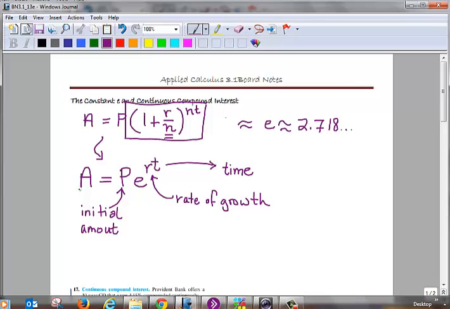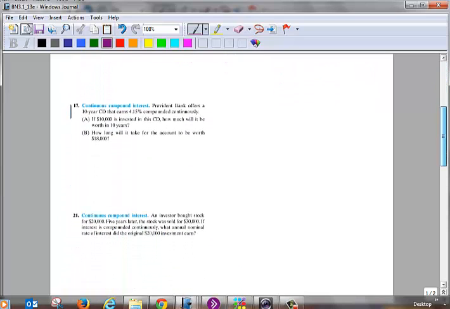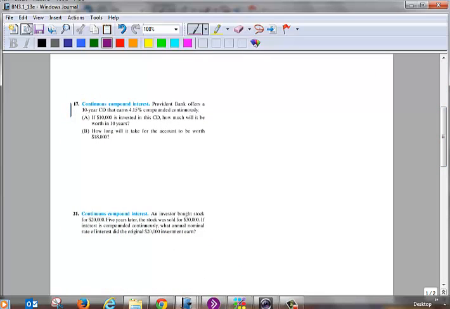All right, so we're going to use this formula, PERT, to solve some problems. And again, it stems from this guy right here, where we just let n grow bigger and bigger, and this expression that I've boxed in goes to the value e as n gets large. All right, so the first question is to find the amount that a CD will be worth in 10 years if we invest $10,000 at 4.15% compounded continuously.